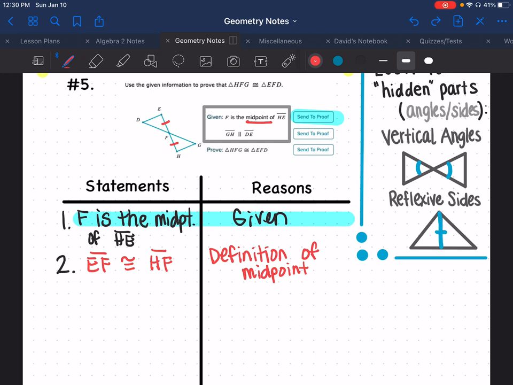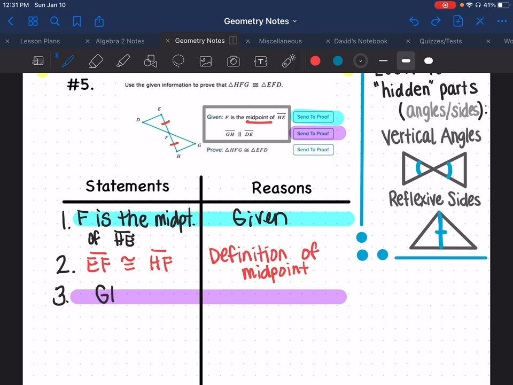You may also see the word bisector in yours. Bisect does the same thing that midpoint does, cuts it right in half. All right, now for statement number 3, I can go ahead and grab my second send to proof and send the whole thing to the proof. This one's going to be tricky, guys.